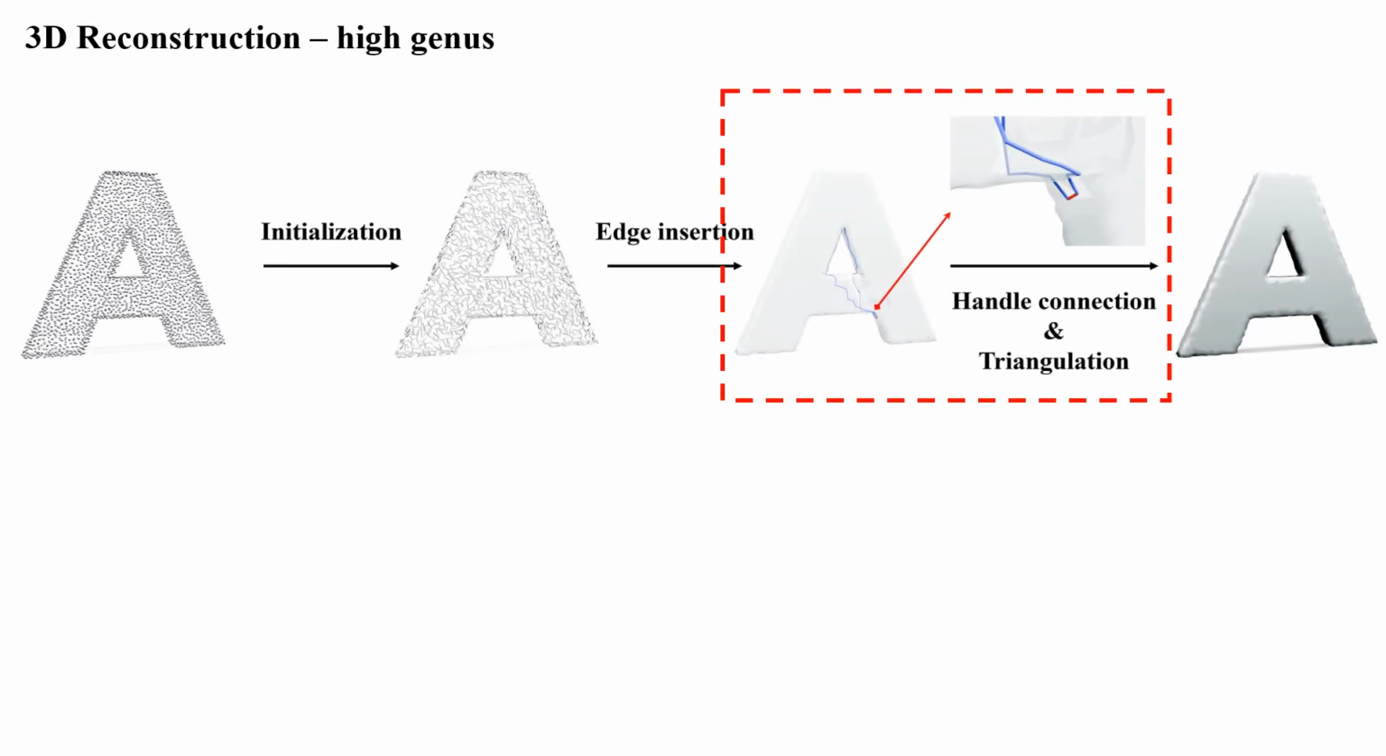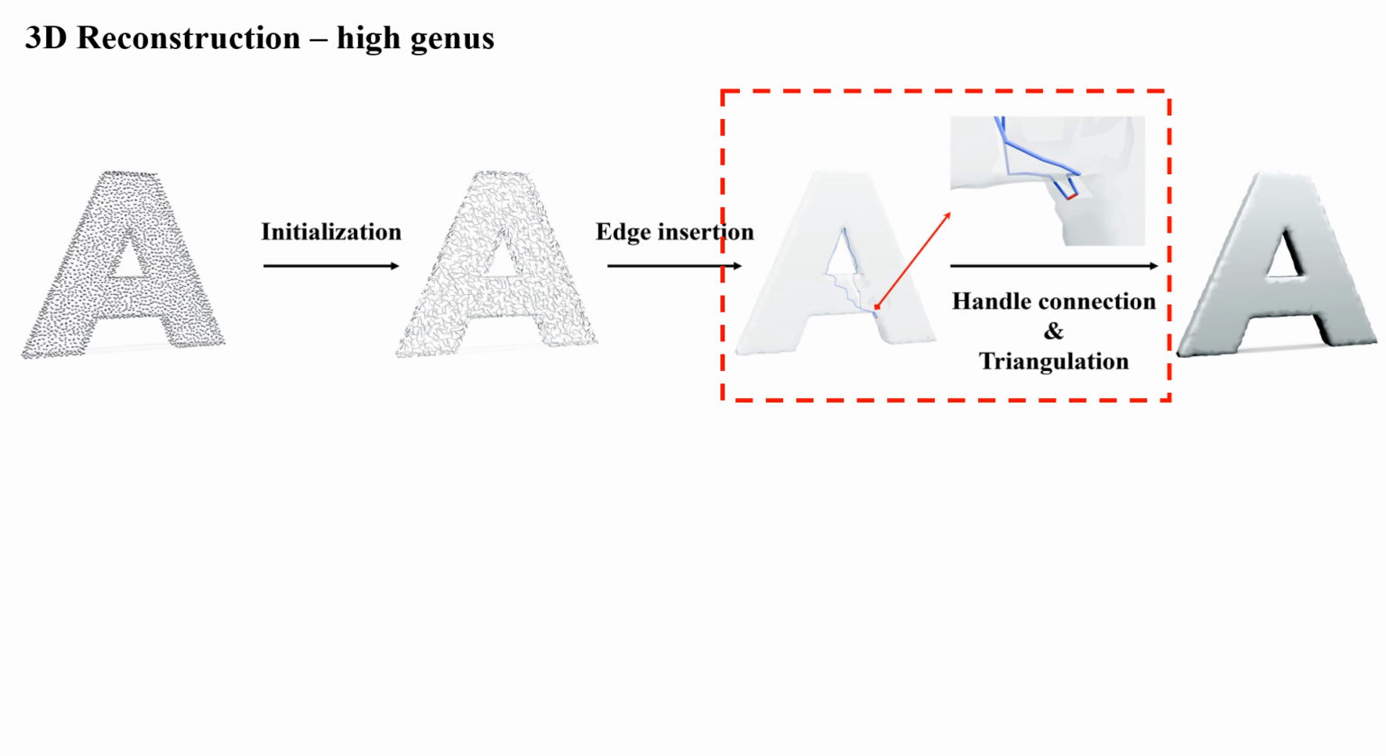Up to now, the reconstruction is restricted to be a topological sphere. We have another process to reconstruct shapes in other topology. This is done by connecting handles. If the target shape is known to be high genus, or no knowledge about topology is provided, the handle connection and triangulation stage will be called.